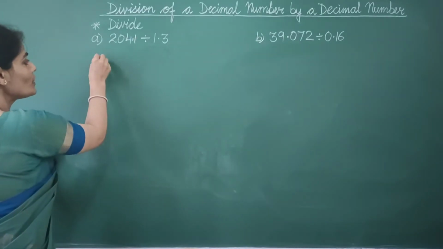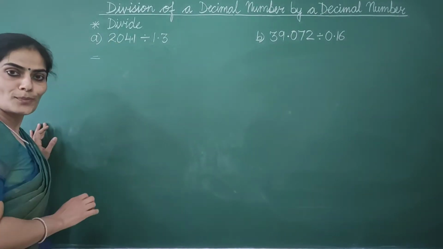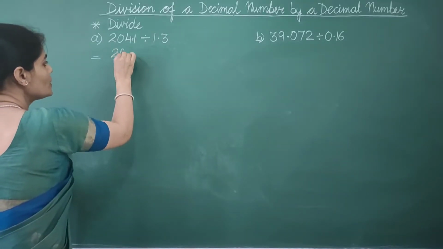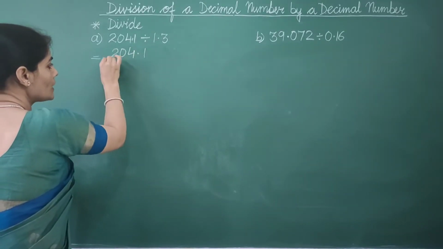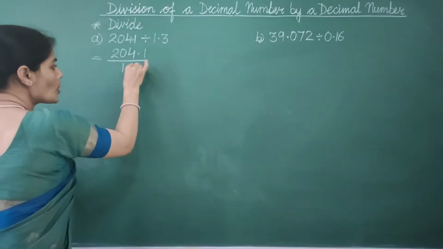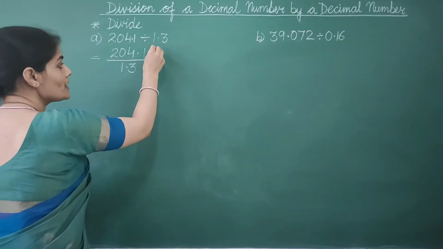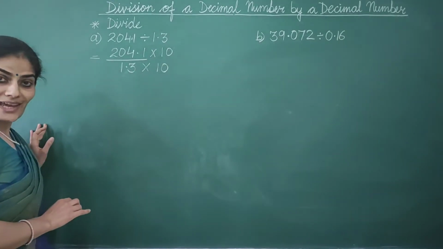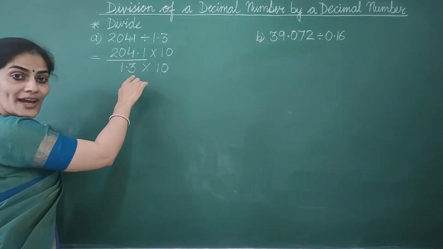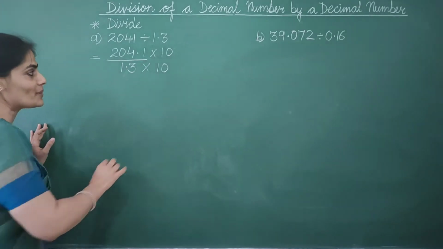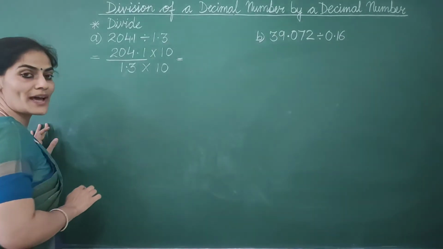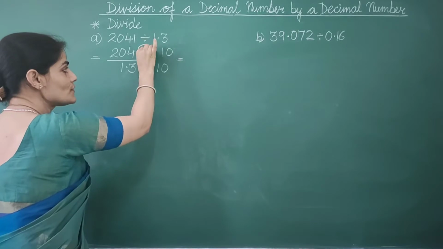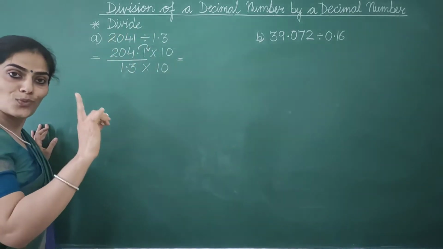So first of all, we are going to write this division problem in the form of a fraction. So I write here 204.1 upon 1.3. Now we multiply the dividend as well as the divisor by 10 so that the divisor becomes a whole number. So when we multiply both these terms by 10, the decimal point is going to shift towards the right by one place.